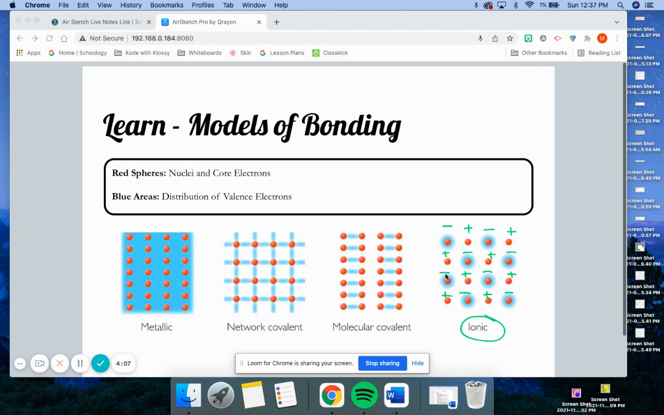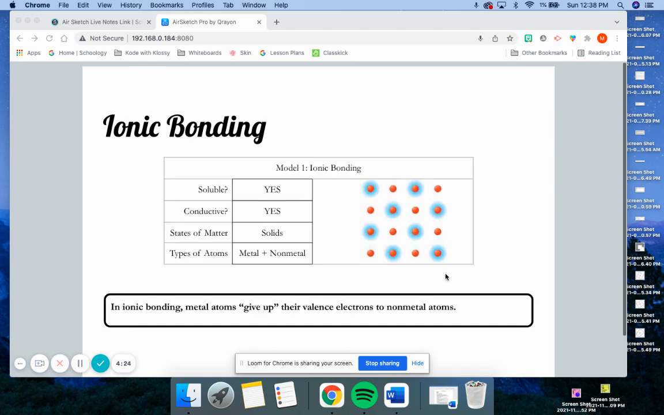Okay. And as you can see in covalent bonding, like we looked at on the last slide, instead of surrounding one atom or another, the valence electron distribution in covalent bonding is between atoms because these electrons are shared. So our first model is ionic bonding.